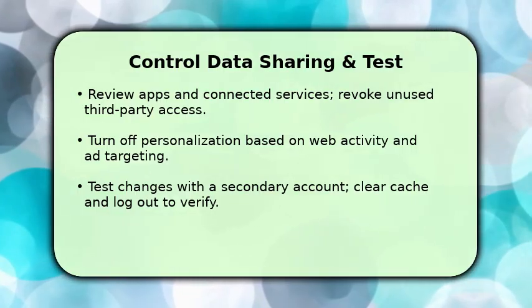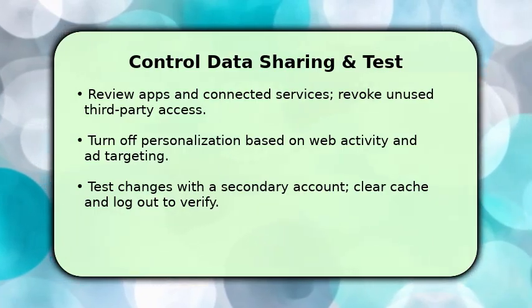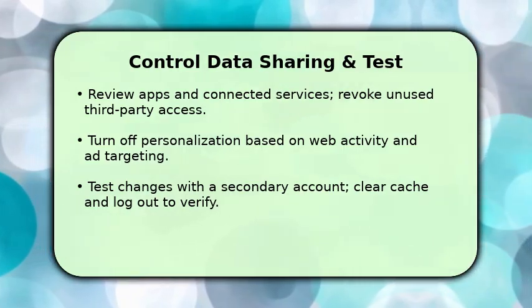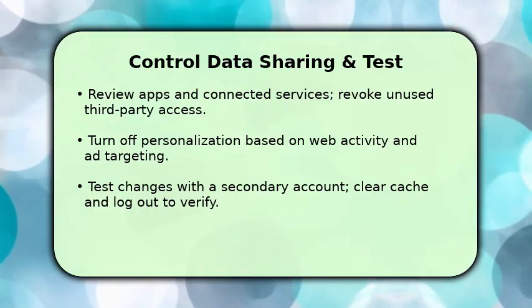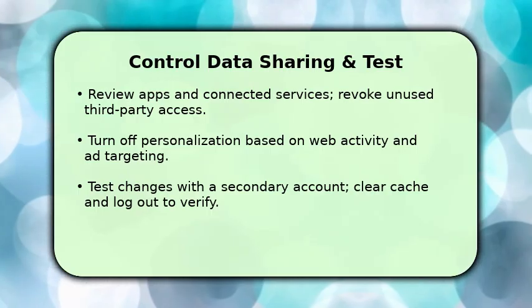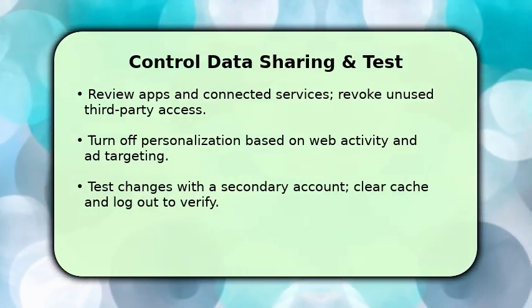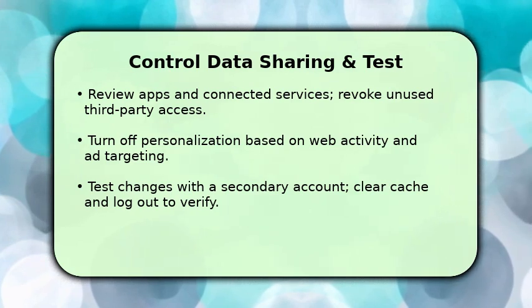Once adjustments are saved, test them using a secondary account or the incognito window you prepared earlier. Check profile visibility, tweet access, and mention behavior. If something still shows publicly, clear cache. Log out and recheck. If issues persist, disconnect apps and repeat the test to isolate the problem.